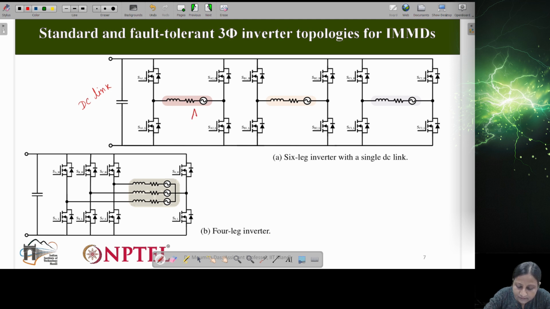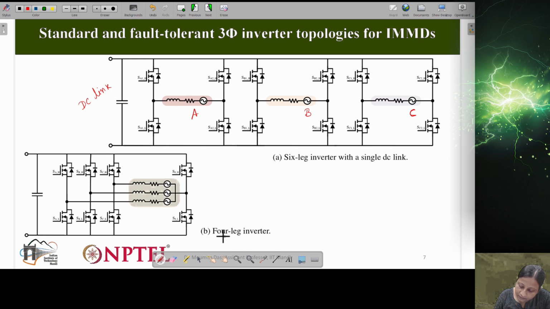So if this is phase A, let's say, and this is phase B and this is phase C. What is happening? 2 legs are connected to phase A, 2 legs are connected to phase B, another 2 legs are connected to phase C, and there is obviously some inductance and resistance in between. Okay, so this is a 6 leg inverter with a single DC link. This is used as a fault tolerant 3 phase inverter for integrated motor drive applications.